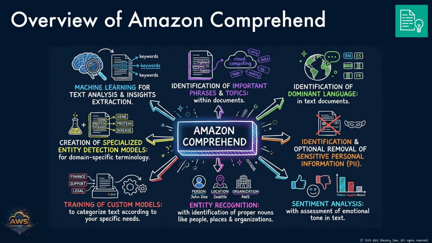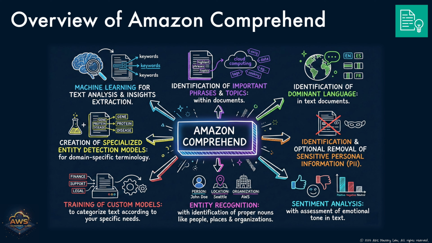Security and privacy are also a top priority. With PII detection and redaction, Comprehend can automatically identify sensitive personal information, like names and social security numbers, and remove or mask it to help meet compliance and data protection requirements. Entity recognition is another powerful capability. Comprehend can scan through your documents and automatically identify real-world entities like people, locations, organizations, dates, and more. This is useful for structuring data that would otherwise be buried in long-form text.